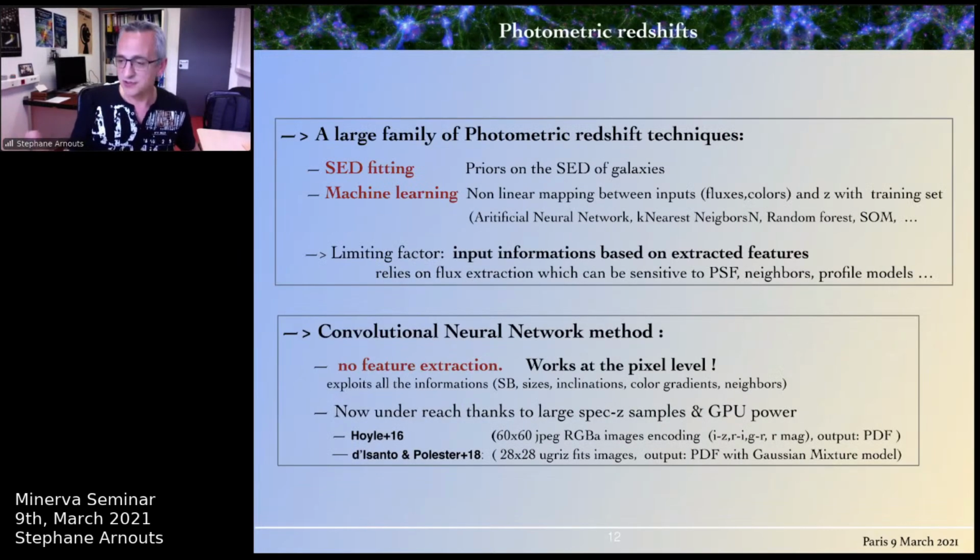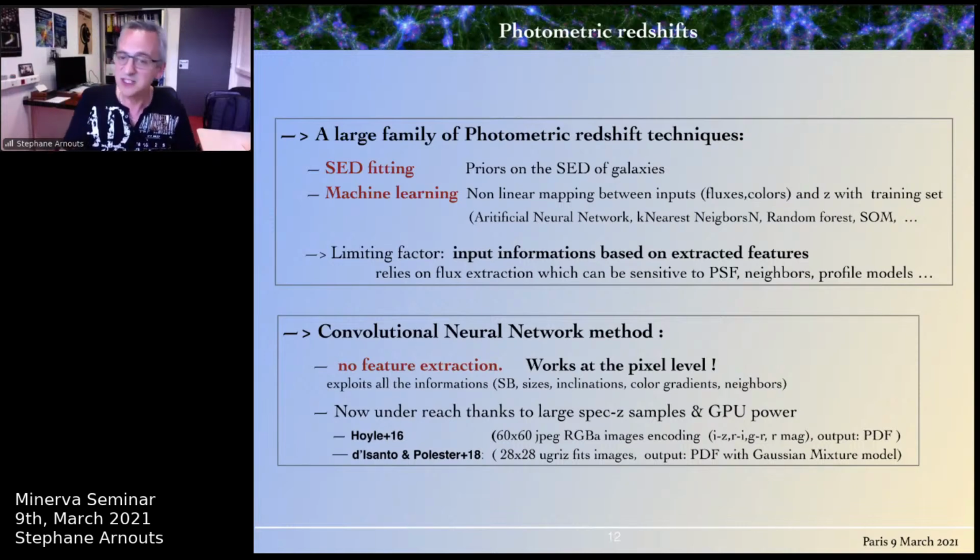So that brings me to the photometric redshift technique. There are basically two large families of photometric redshifts. The SED fitting, which is a standard approach. Your prior is that we know the galaxies, so we are able to build SEDs for the objects. And then based on that, we can redshift those SEDs and get the best redshifts that match the photometry that we are observing for the objects.